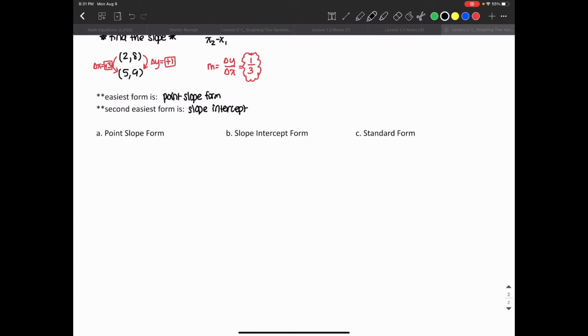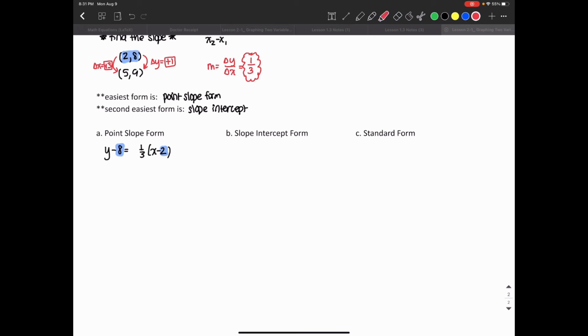And so I would write the equation y minus 8 is equal to 1/3 times (x minus 2). So I just took this point here, (2, 8), and I plugged it in. So this is what I'm subtracting from the x, this is what I'm subtracting from the y. And I put my slope in there.